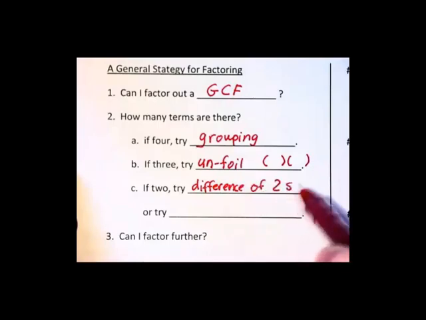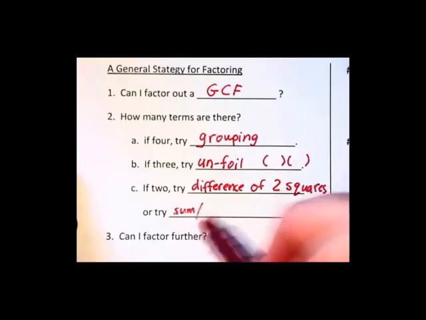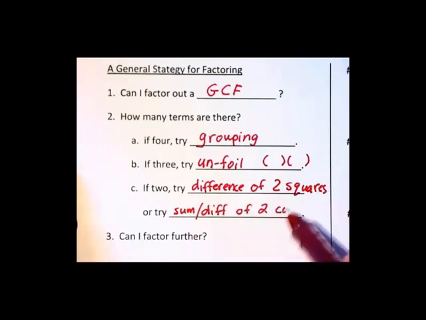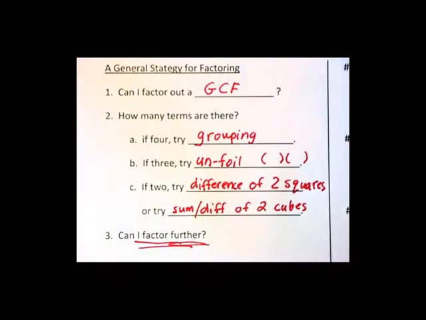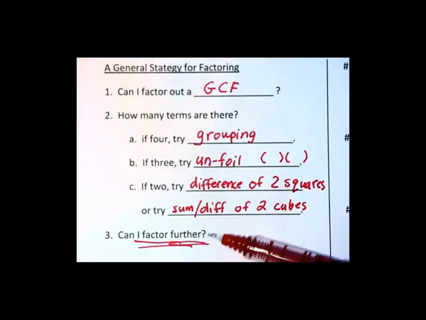And if it isn't the difference of 2 squares, then it would be the sum or difference of 2 cubes, most likely. Not always, but most likely. And then we tend to overlook at this step, but the question you should ask also is, can I factor further? Can this baby be broken down any further? So often people miss their factoring problems on tests because they don't factor completely.